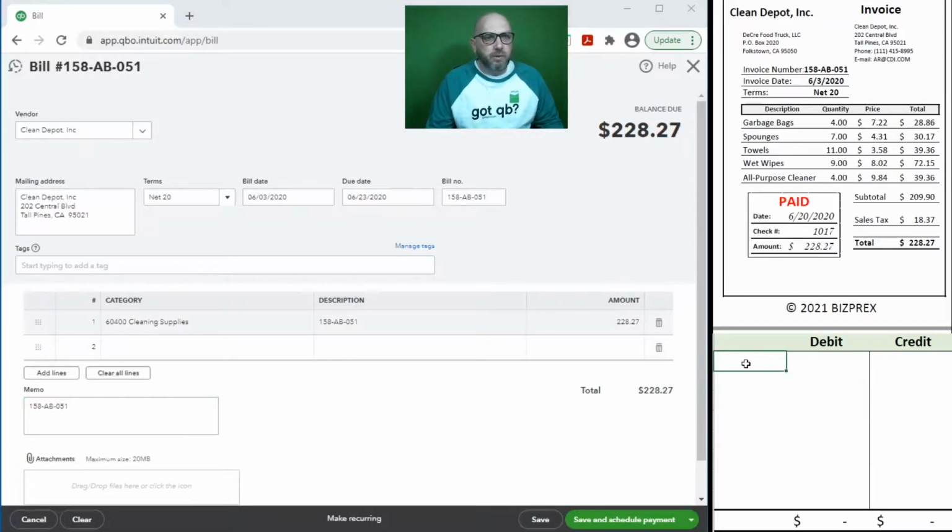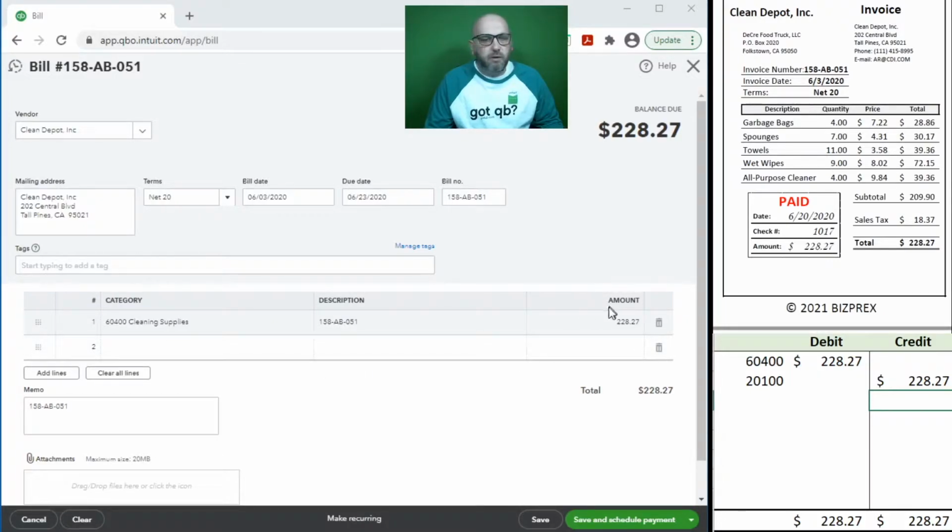What is being impacted? Again, we know that expenses are going up. Expenses go up when debited. What else is happening? Well, we're booking it through the bill module, so our accounts payable is impacted. So account 2100 is increased through credits because it's a liability. So right now, as a result of this transaction, we owe money to Clean Depot Inc. Right? So again, let's make sure dates are correct. Everything is correct. All right, account is correct.